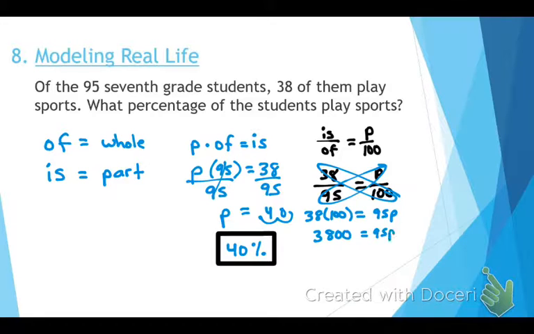3,800. And then you want to get p by itself. What do you get when you do this? 40. Okay, and then you remind yourself you've got to put the percent. So notice, it doesn't matter which way you find the answer. Both answers should have helped you to figure out 40% of the students play sports.